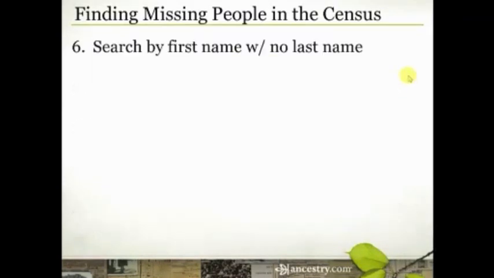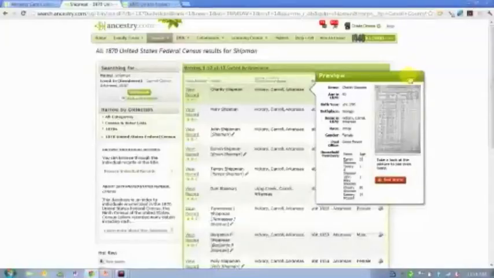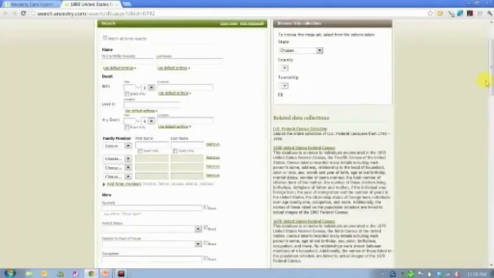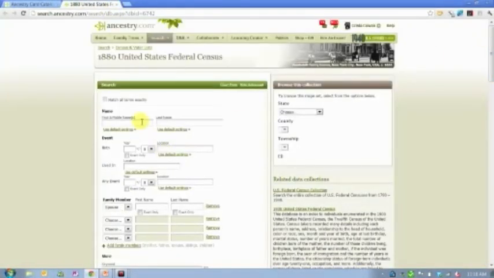Number 6 is search by first name with no last name. So the place where I've seen this be the most effective is in those times when people are living with people other than their own family members. So a lot of times we'll think, oh, well, I think I know exactly what I'm looking for, and we'll plug in all of this information and let's try putting in the correct place.